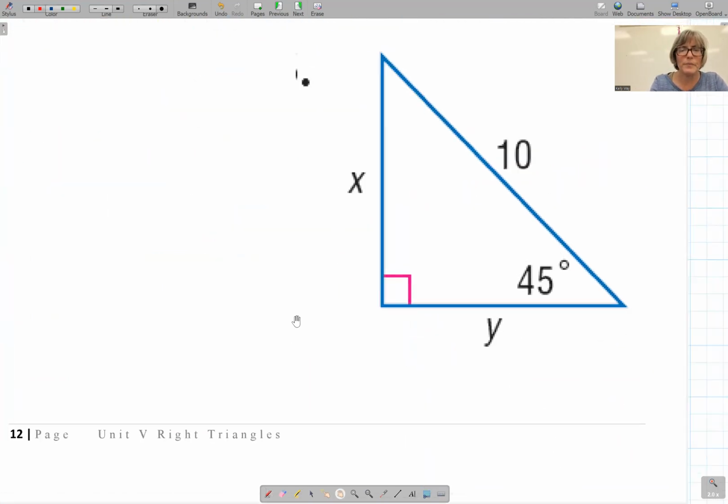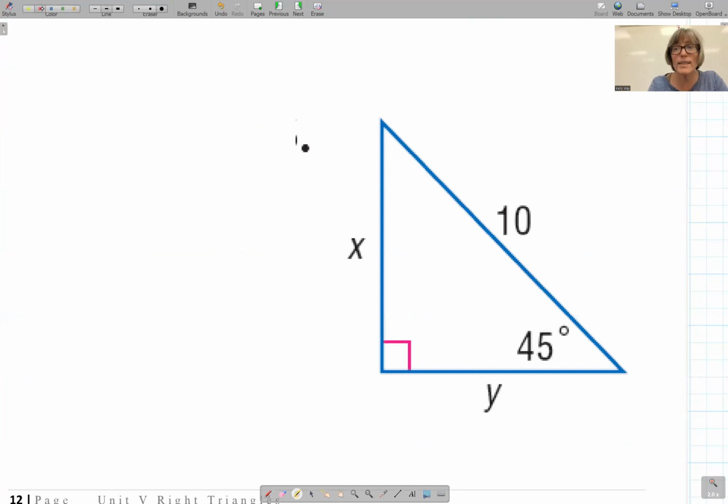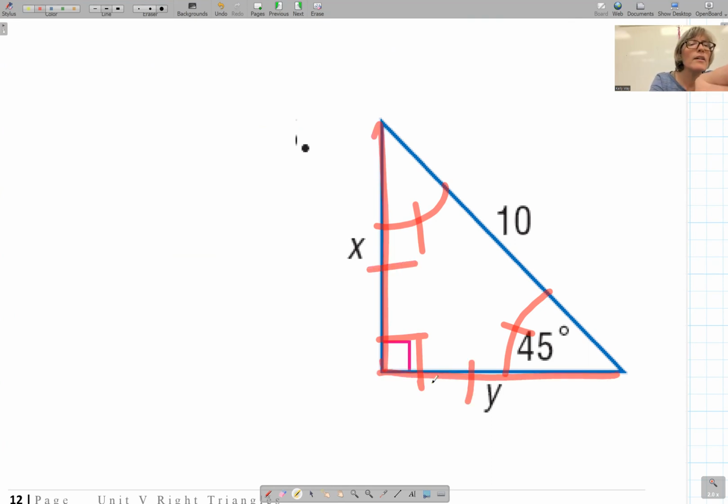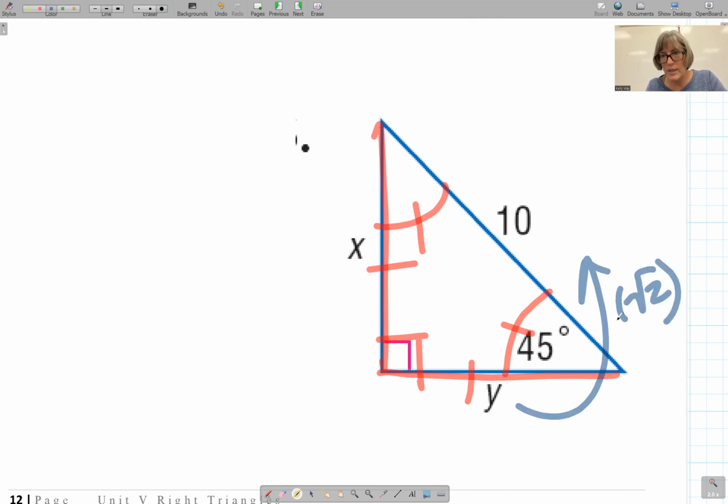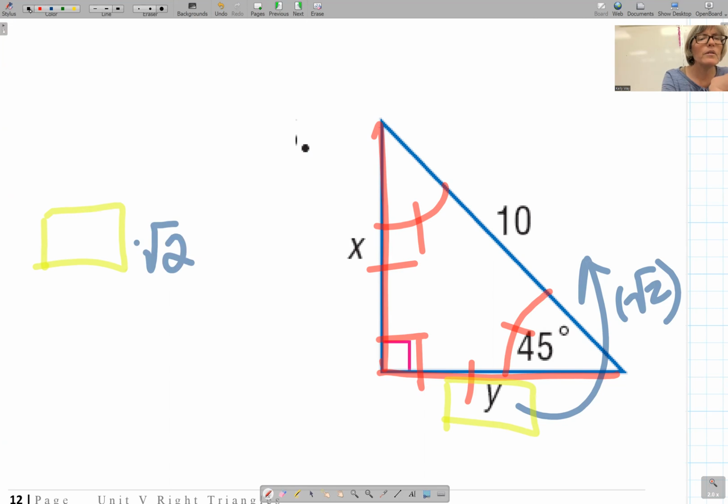Let's try another one. Again, chant and trace at the same time. 45, 45, 90. Leg, leg, leg, root 2. So once again, it reads from the leg to the hypo times by root 2. It reads like this. Something times root 2 is 10. Now you can see why we did all that shortcut for radicals. Something times root 2 is 10.